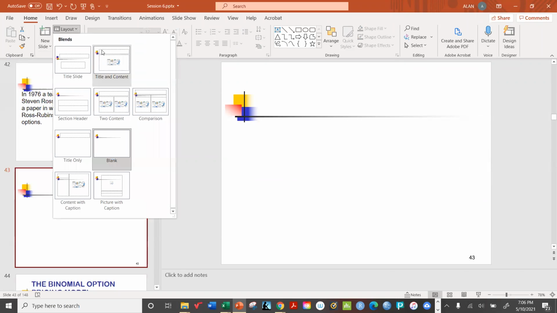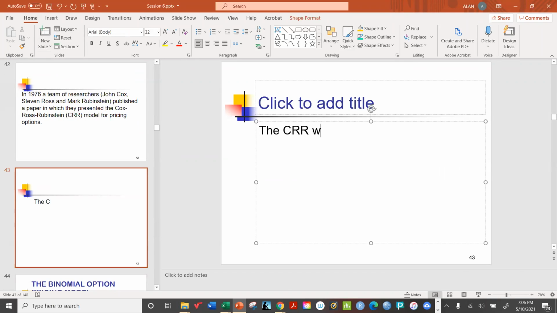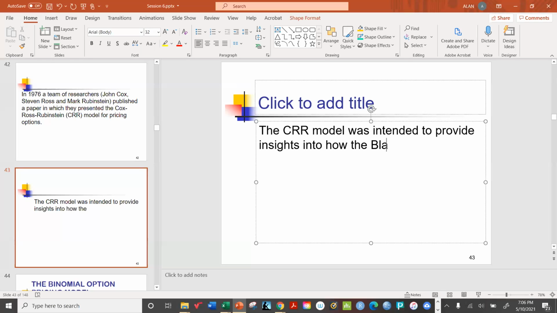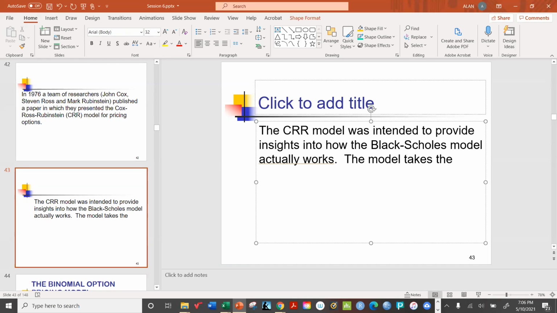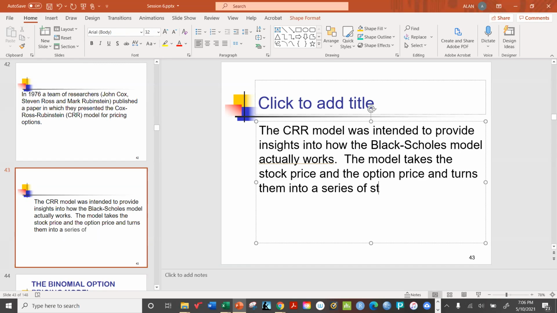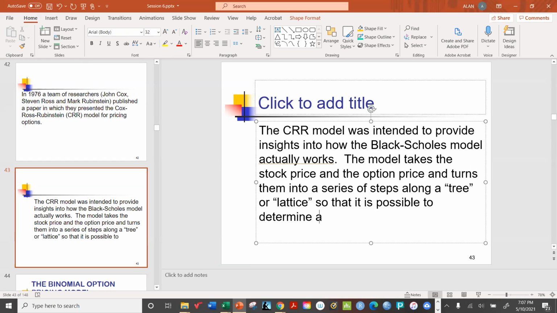And the CRR model was intended to provide insights into how the Black-Scholes model actually works. That was really their main motivation. The model takes the stock price and the option price and turns them into a series of steps along a tree or lattice so that it is possible to determine at every point in time whether or not the option should be exercised early.